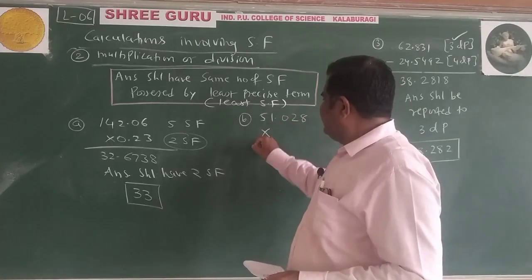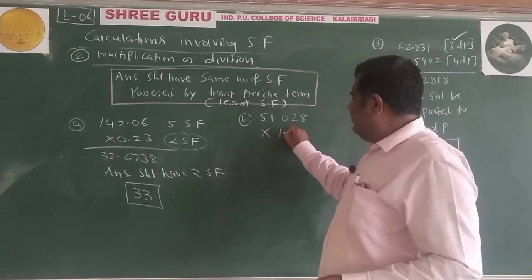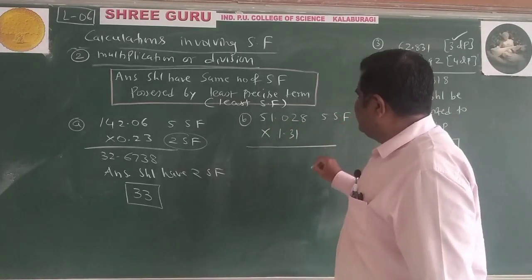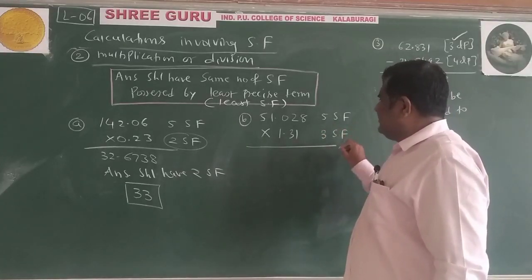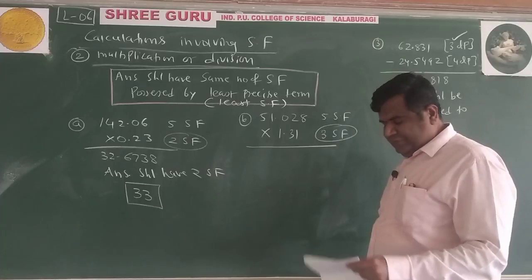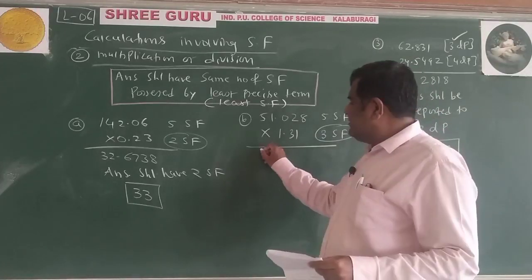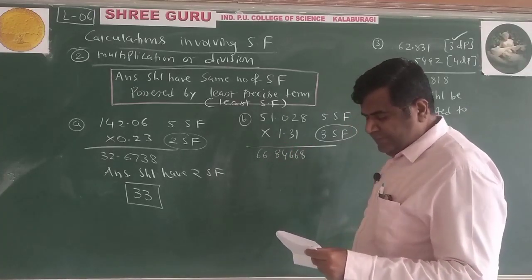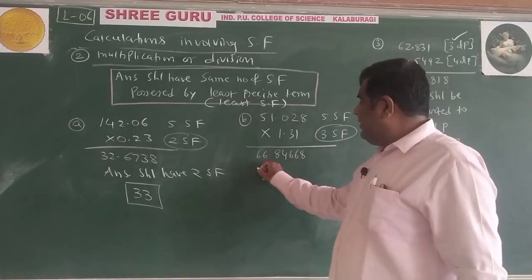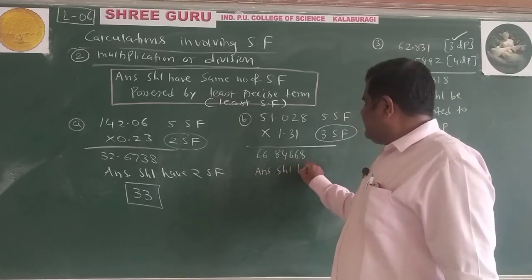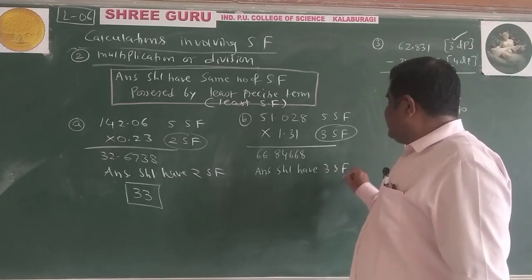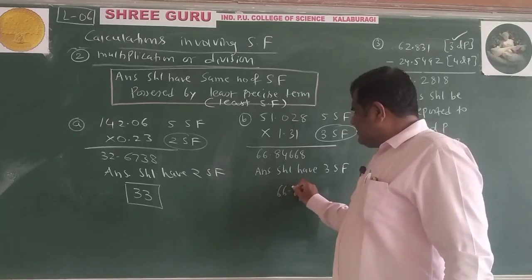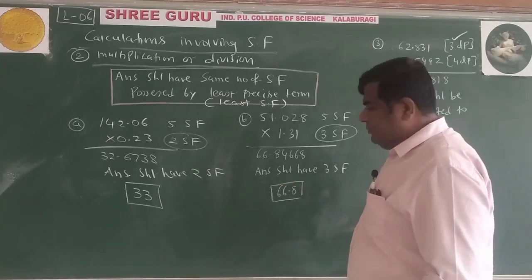51.028 is to be multiplied by 1.31. 1, 2, 3, 4, 5 significant figures, and this is 3 significant figures. 3 is least. First multiply. The answer is 66.84668. Answer should have 3 significant figures. It means 4 is to be dropped, we can drop it as it is. 66.8 should be our answer.